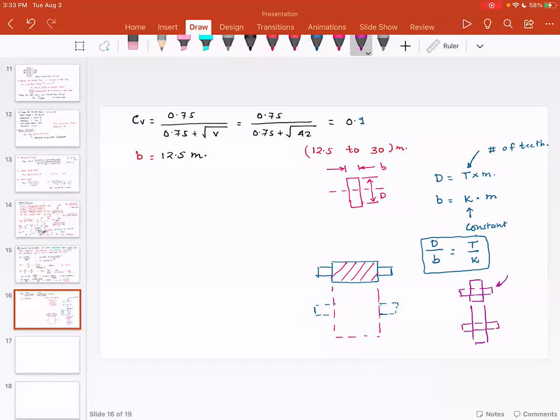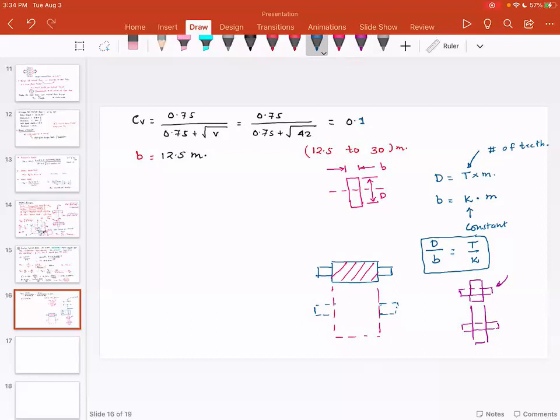And again, if you look at the design data book, there are some empirical relationships. So for example, when you look at the gear design guidelines, they will tell you that for certain applications, you can choose the ratio for certain values. You can choose B to M ratio of 12.5 or B to M ratio of 15, B to M ratio of 13, something like that. But B to M ratio of 12.5 is a good start.